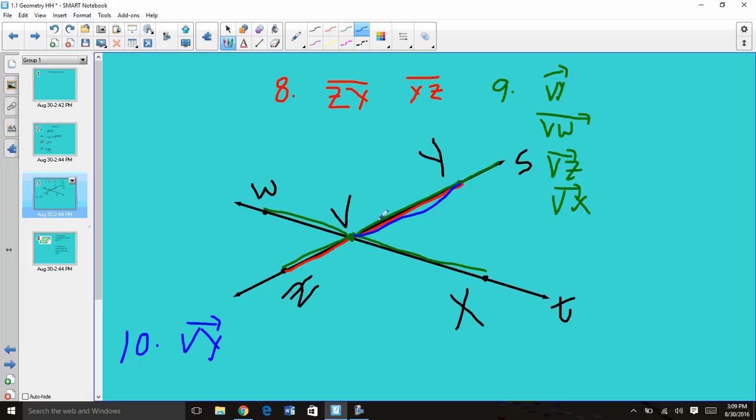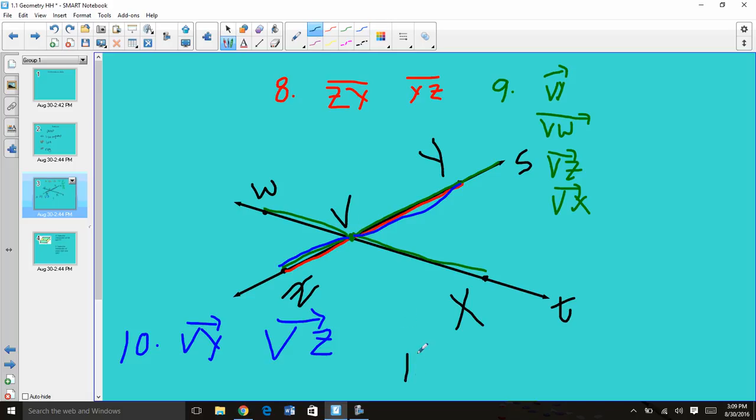Well, opposite means going the other way, the exact different direction, which would be this way. So our opposite ray would be the one with Z in this case. Those would be our opposite rays.